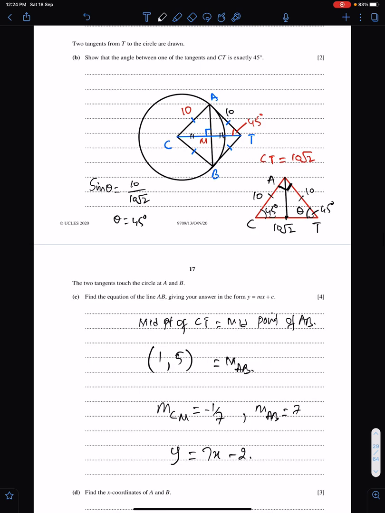You can check the solution of this part. This triangle is isosceles, therefore this is the midpoint of CT. Because when you drop a perpendicular in an isosceles triangle from this point to this, you always get the midpoint, because this line is the bisector. So M is the midpoint of CT and AB, and after getting the gradient of CM, you can get the gradient of AB. You have the point, you have the gradient, you can easily get the equation of this line AB.